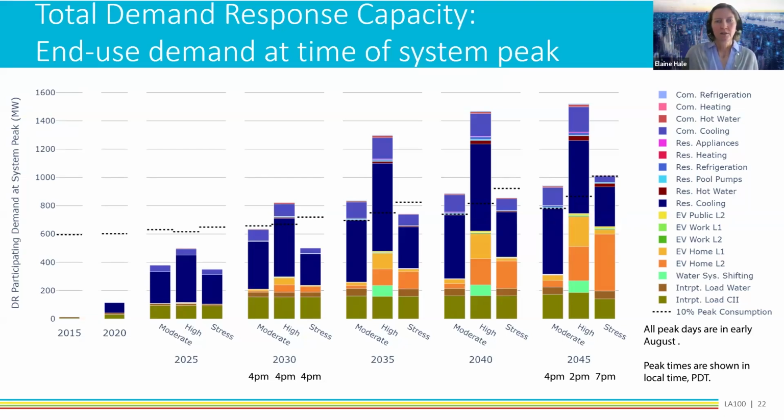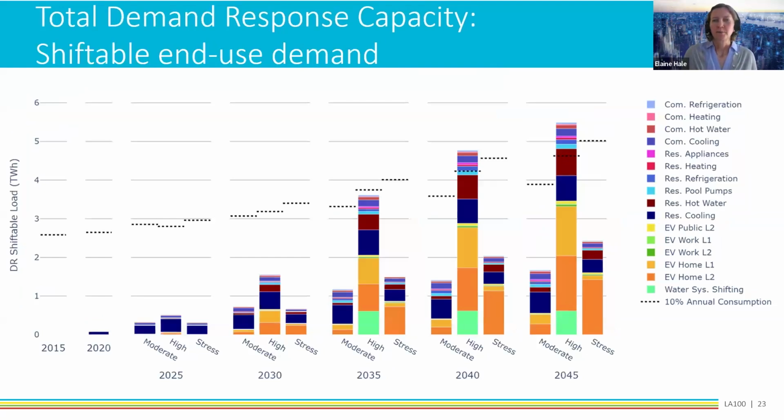And then because we're looking at very high shares of wind and solar, we're also very interested in the ability of demands to shift the time of their use. And so we also estimated shifting capability, which a lot of that was projected to come from electric vehicles in the late 2030s and into 2045.